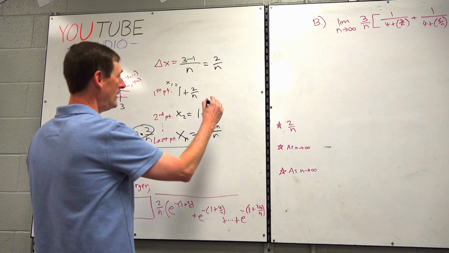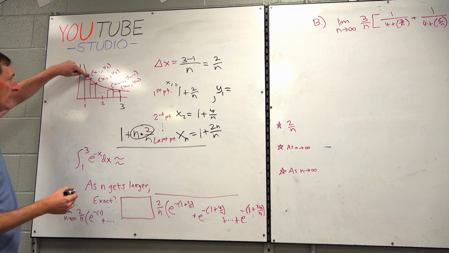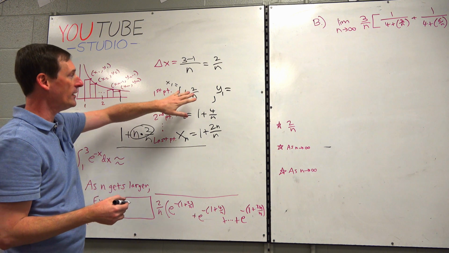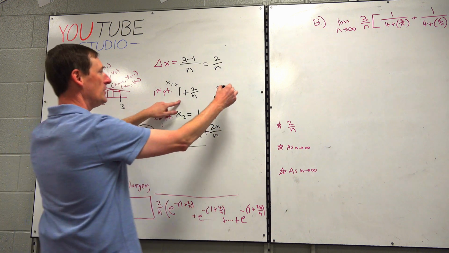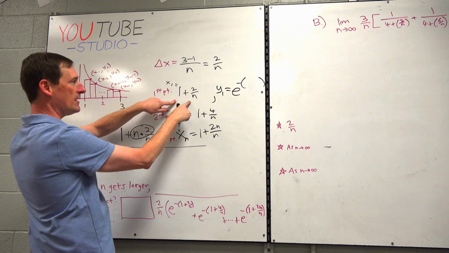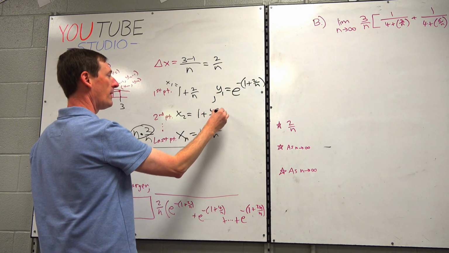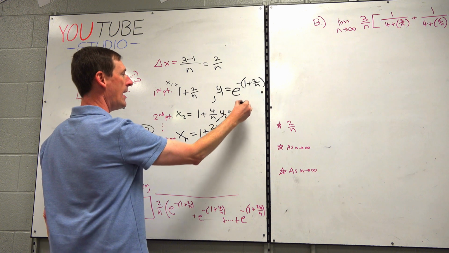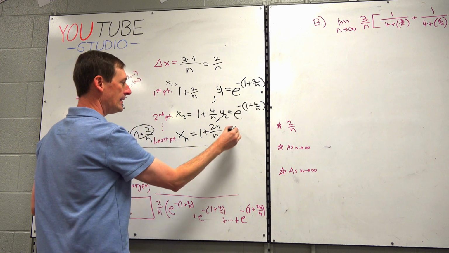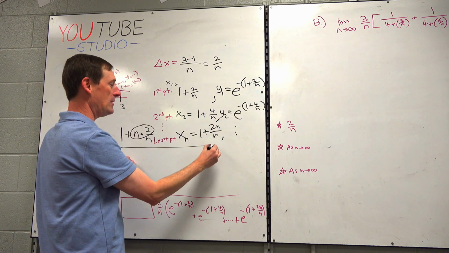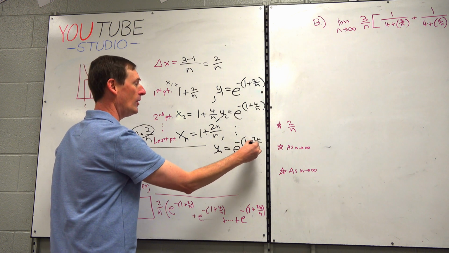So let's go back here. And of course, this column's pretty easy if you remember. y sub 1, the height of the first rectangle, would simply entail plugging the x coordinate below it into e to the negative x. So it's going to be e to the negative x becomes this, e to the negative 1 plus 2 over n. Okay? The second coordinate is going to be e to the negative 1 plus 4 over n. Dot, dot, dot. And then the very last coordinate is going to be y sub n equals e to the negative 1 plus 2n over n.